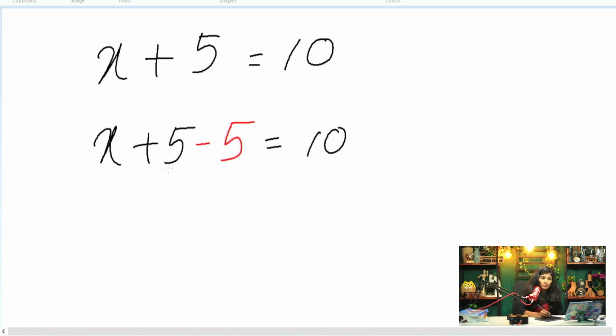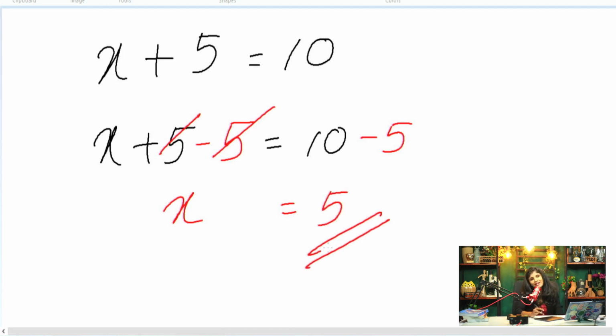Then, this positive 5 and negative 5 will cancel out. And there is the important point, which you can remember. We have to do the same thing for the both sides. So, I have to subtract 5 from right hand side also. So, this 5 and this 5 are cancelled out and x is remaining. 10 minus 5 is 5. So, this is the answer. That's it.